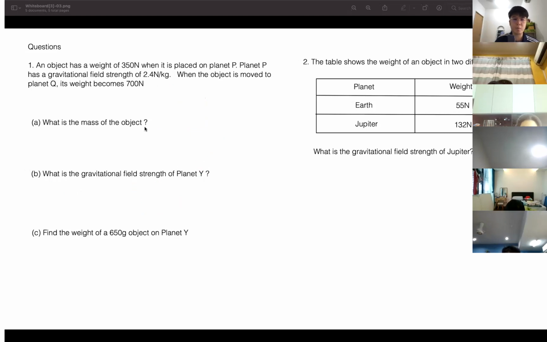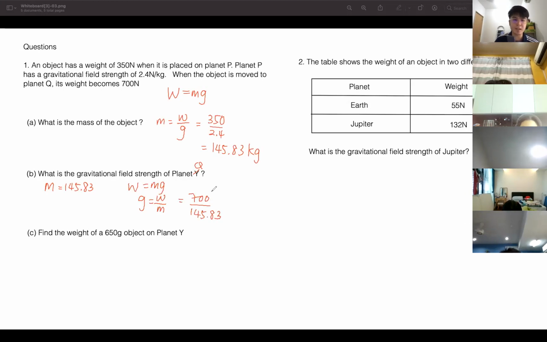Okay, so why don't we take 350? This one, the weight, because 350 is the object's weight on planet P. So we take 700 because now it is on planet Q, right? So this is the weight on planet Q. That's why we take 700. We don't put 350 here. Equals 4.8 N/kg.